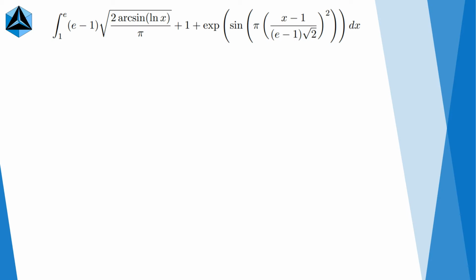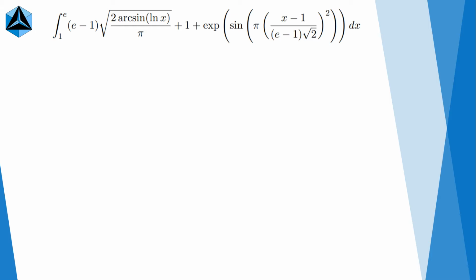So first, we have this monstrosity of an integral. The integral from 1 to e of e minus 1 times the square root of 2 arcsine of the natural log of x, all divided by pi, plus 1, plus exp, which just means e to the power of, so e to the power of sine of pi times the quantity x minus 1 all over e minus 1 times square root of 2, all squared. So this seems super ugly at first, and I really don't advise you to do this term by term. Instead, we are going to abuse the problem.